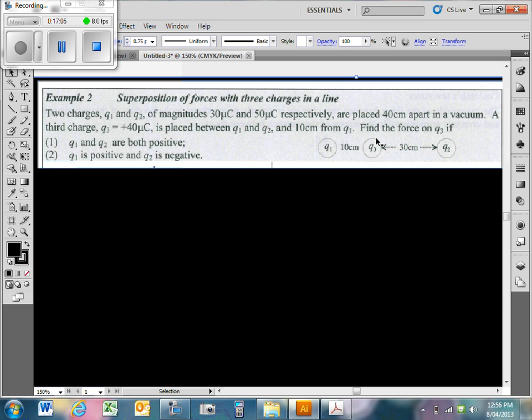So we're looking for the force on Q3. What do I do first? Yes. Find the force on Q3 due to Q1, firstly. Then find the force on Q3 due to Q2 and add them vectorially. It's easier than you think. Have a go at it now.